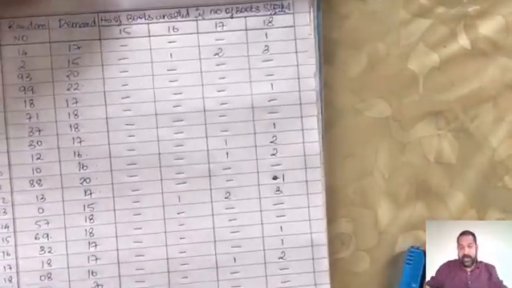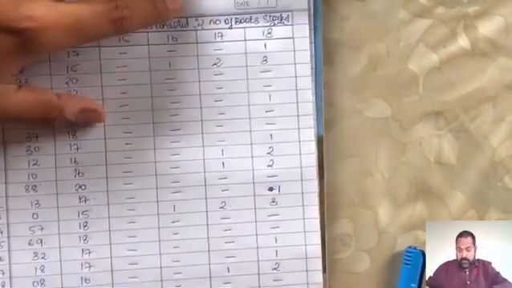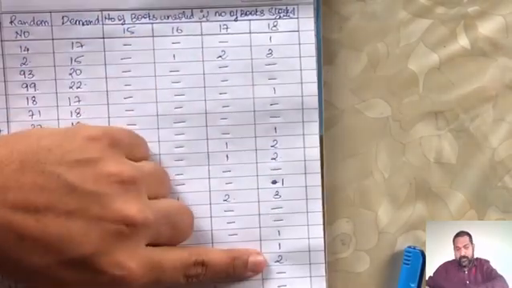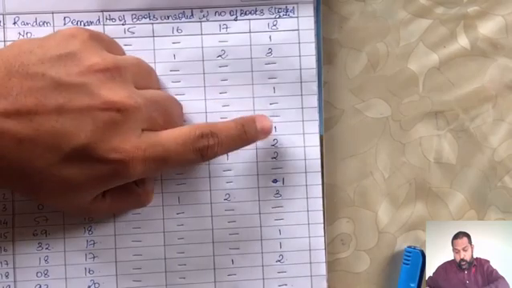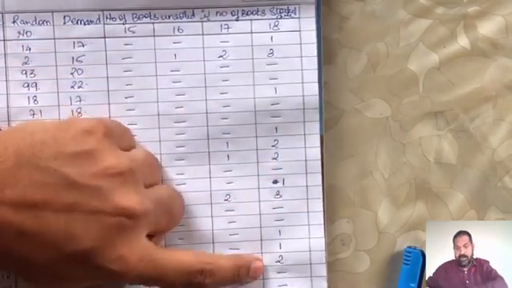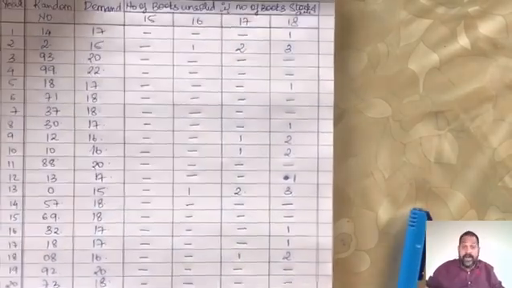Let's check if there are 2 3s: 1 and 2. Let's check if there are 3 2s: 1, 2 and 3. And let's check if there are 6 1s: 1, 2, 3, 4, 5 and 6. Perfect. Let's take a total number of unsold books.